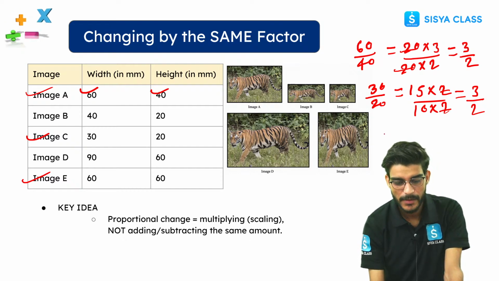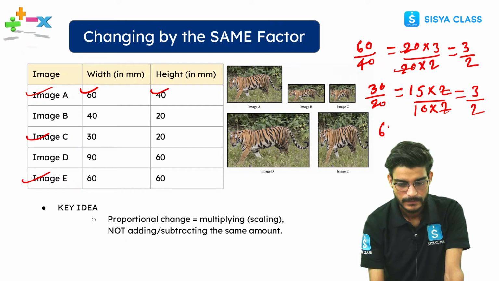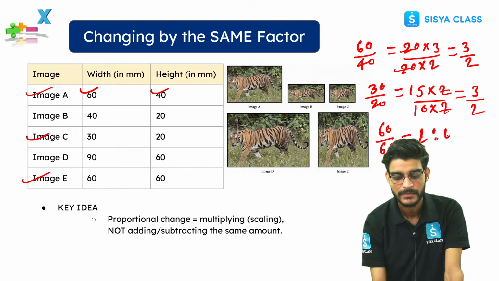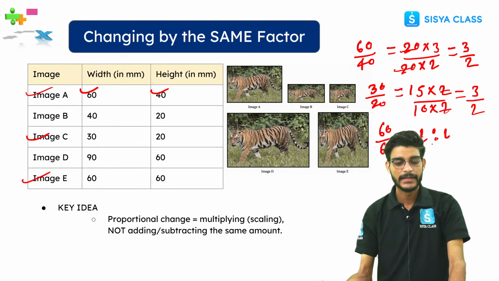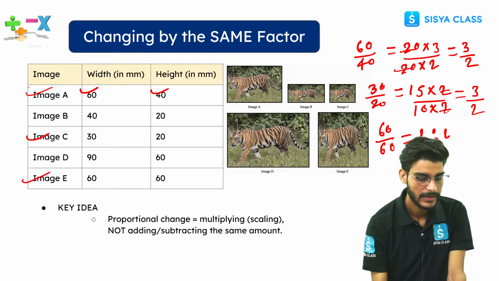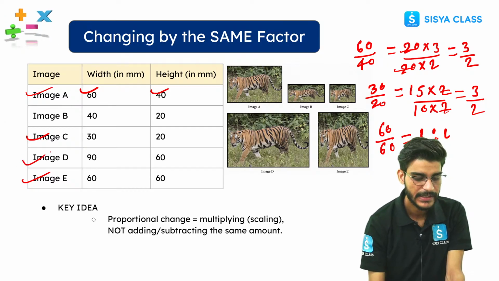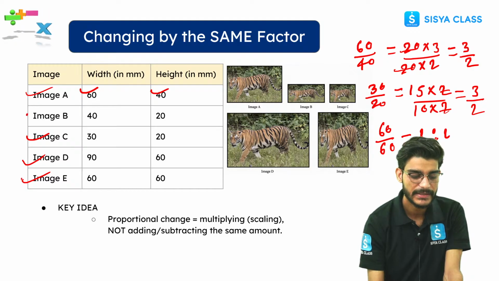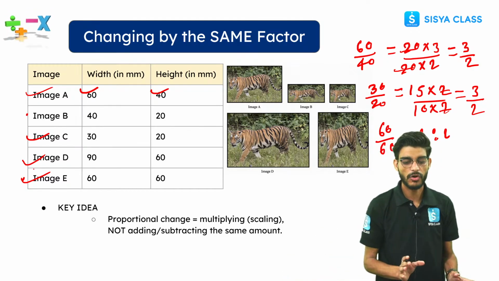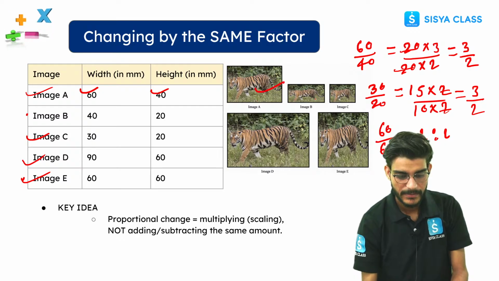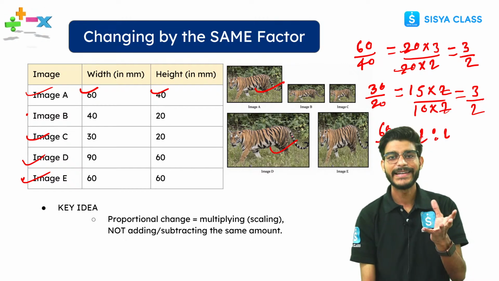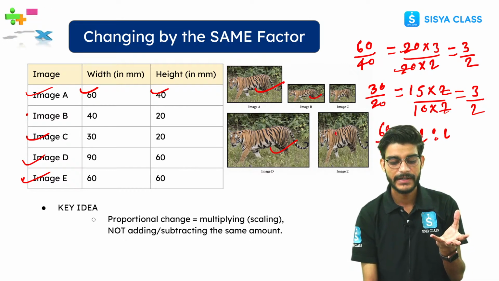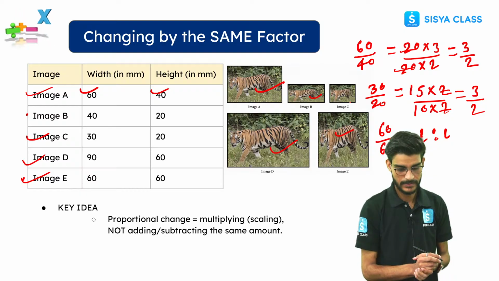Image E is 60 upon 60, which is 1. But 3 upon 2 and 1:1 are not the same ratios, right? So image A, image C, and image D give the same ratio. Image B and image E are different. Basically, what I was talking about in the image: here, image A, image C and image D are just different in size. But here we have a difference in width as well as height.